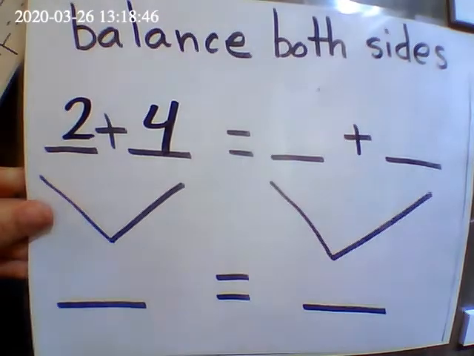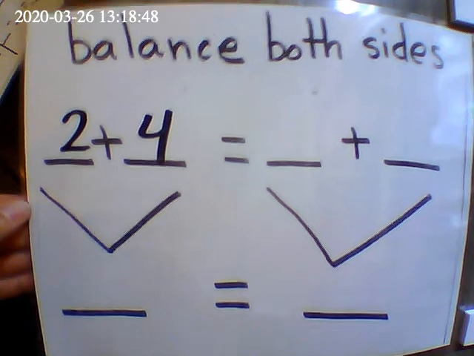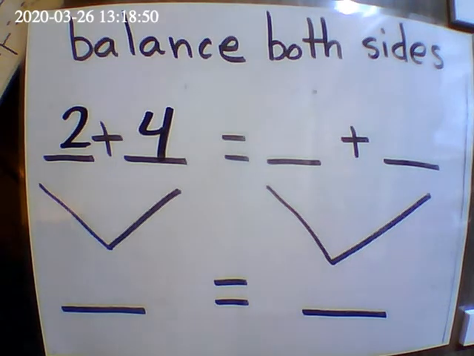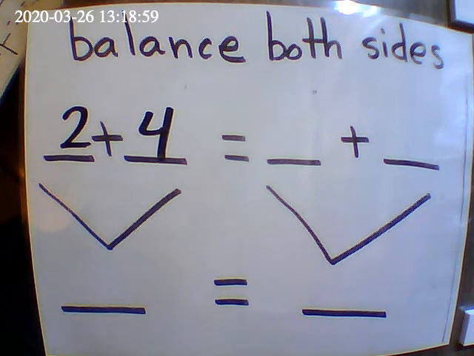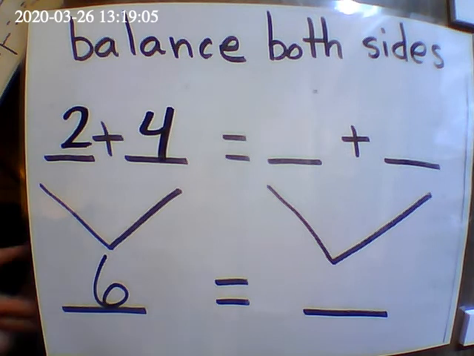All right, moving on to balance both sides. So on this one, we're trying to find equations that are equal to each other. So we're trying to make sure that they're equal and true. So first we have to figure out, what does 2 plus 4 equal? So 2 plus 4 more equals 6. And then you have to decide on another way that you would like to show 6.